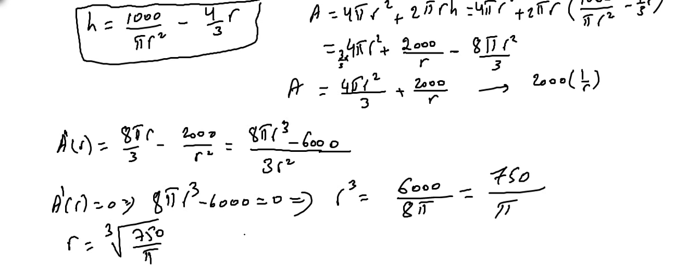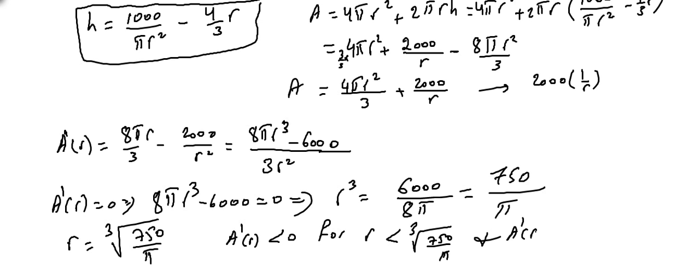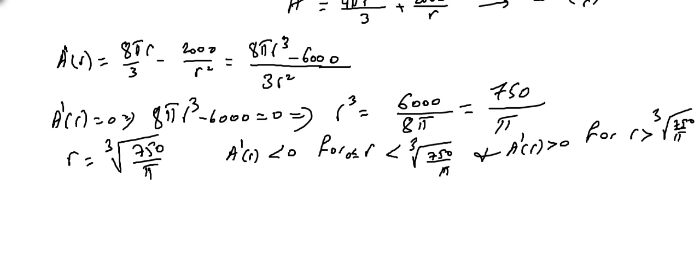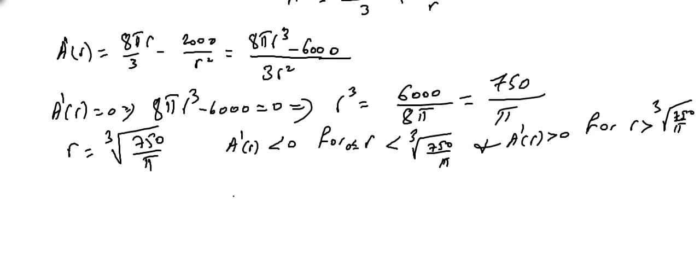The derivative of the area is negative for r less than the cubic root of 750 divided by pi, you can try it yourself, and the derivative of the area will be positive for a radius more than this value, cubic root of 750 over pi. When I say less than, it's between 0 and this value, because radius cannot be negative. That's great. This means the derivative of the area is negative, then positive at this value.